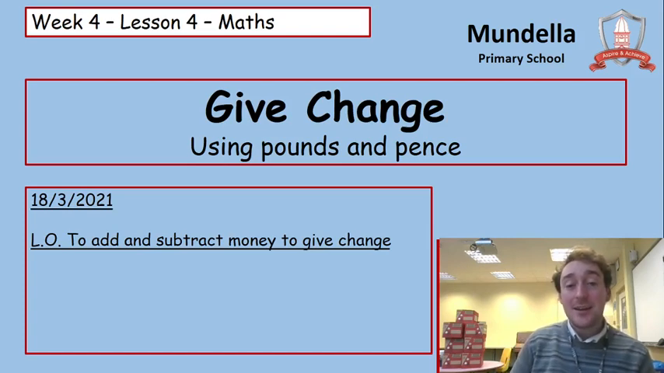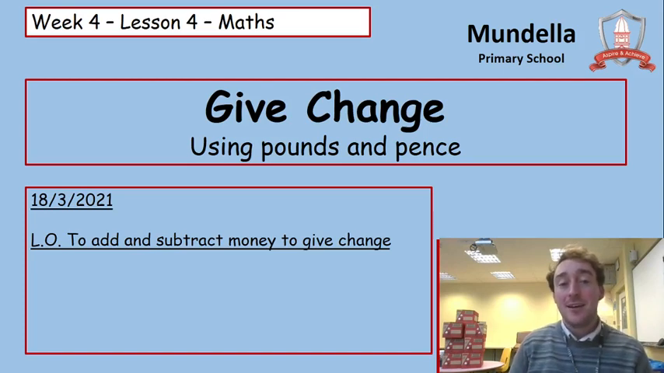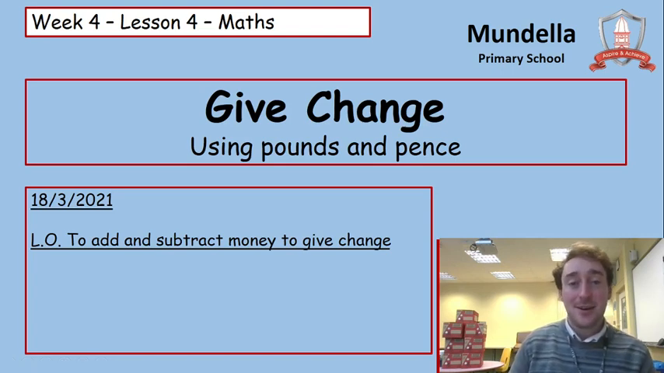And today we're looking at giving change using pounds and pence, like we have been since the beginning of this week. Our date today is the 18th of March 2021 and the LO is to add and subtract money to give change. So give yourself a moment to pause the video and copy the date and the LO into your book.